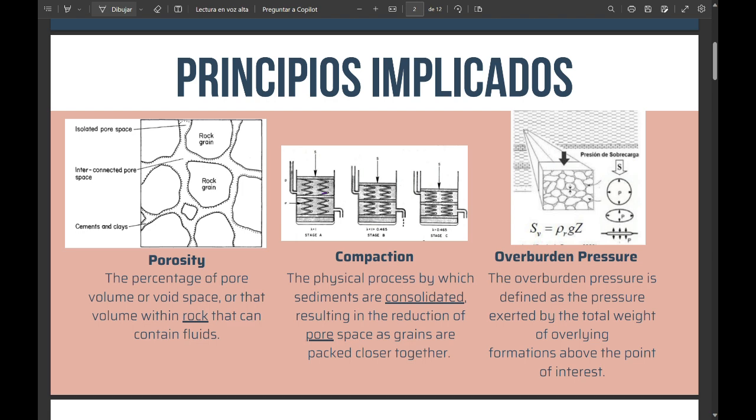Okay, so the porosity refers to the percentage of the empty space or voids.